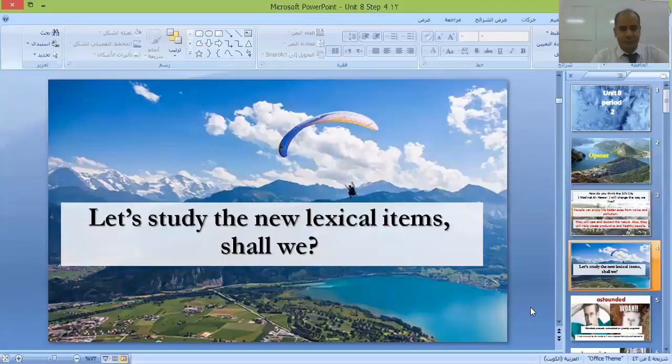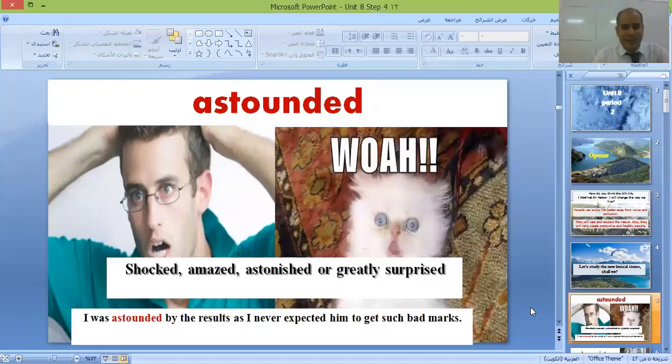People can enjoy a better life away from noise and pollution. They will care for and respect nature. Also, they will help create productive and healthy people. Now let's study the new lexical items, shall we? Repeat after me, astounded.